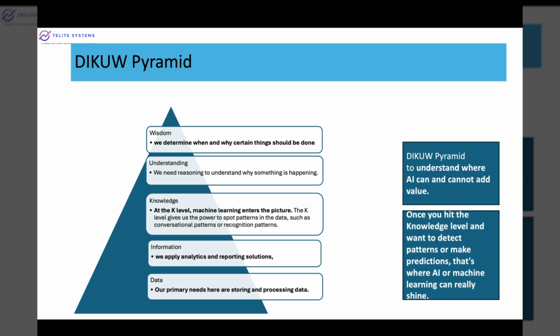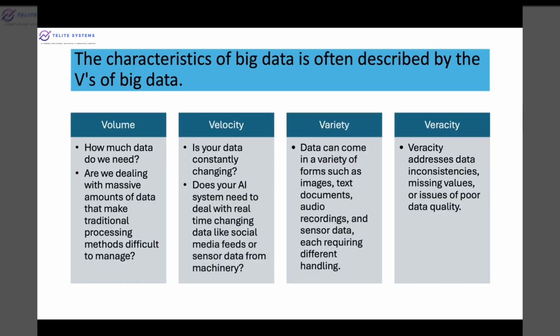Once you hit the knowledge level and want to detect patterns or make predictions, that's where AI or machine learning can really shine. So that's the area where we start thinking about where AI can be used.